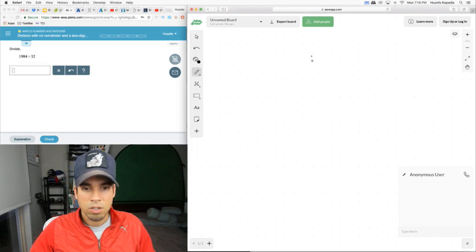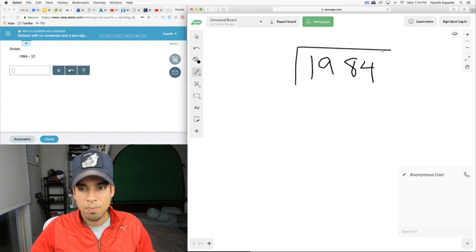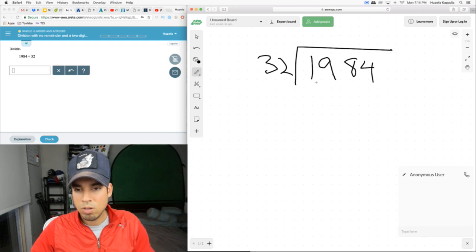Okay, no remainder. So let's set this up as long division. 1984 divided by 32. Okay, so 32, how many times does it go into 19? None. So let's go to the next 3-digit number. 32 goes into 198 how many times? I believe it goes in 6 times.